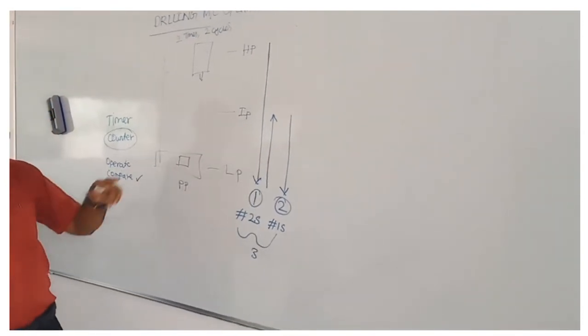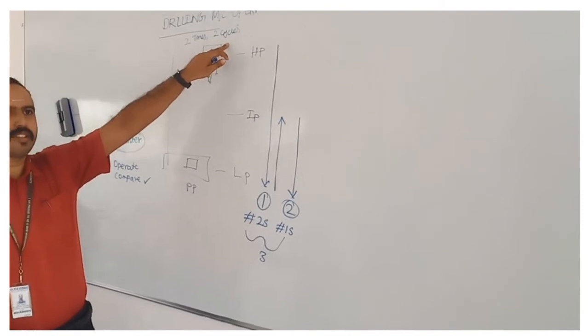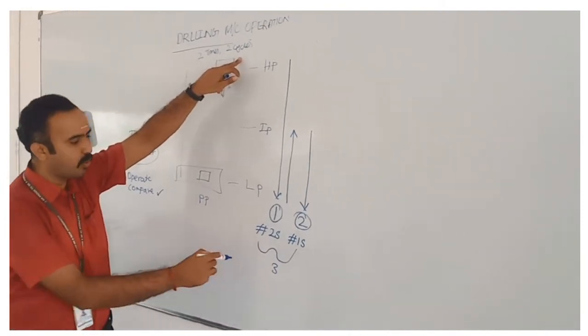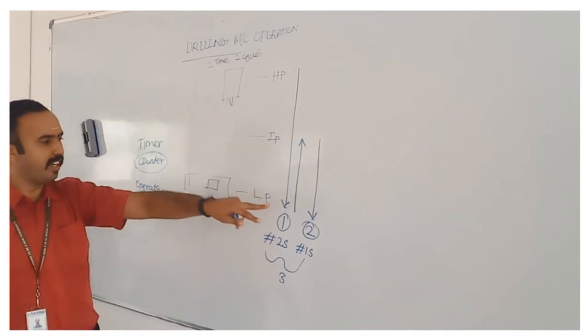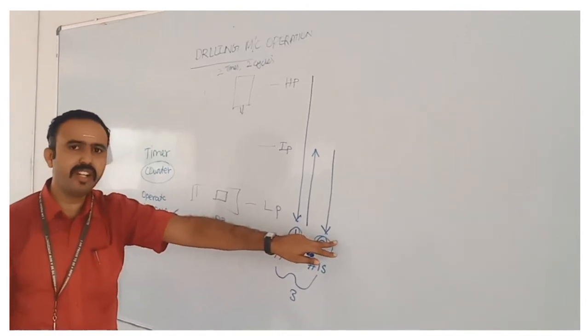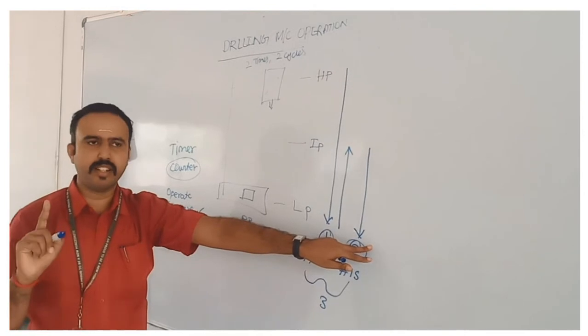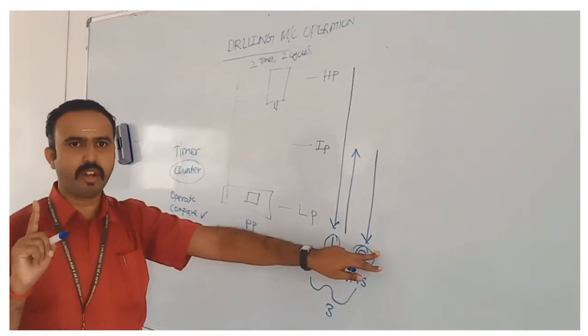I told you already we are going to do 2 cycles. In 1 cycle, drilling is done 2 times. So now once again it will stay in the low position only, and it will check the condition, that is whether 2 cycles are completed or not.